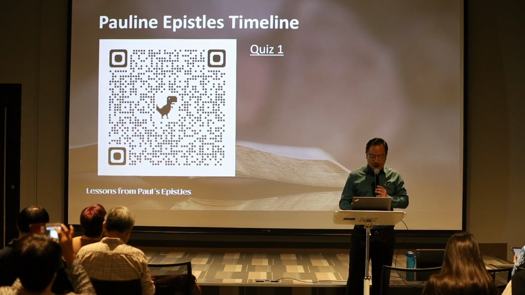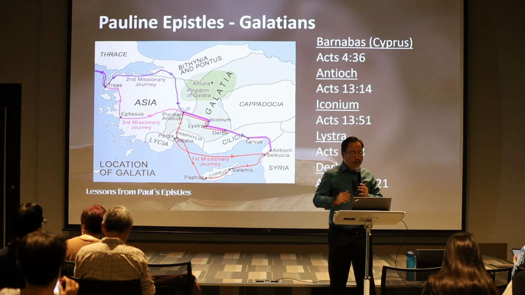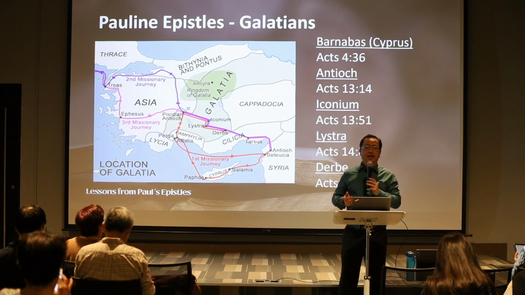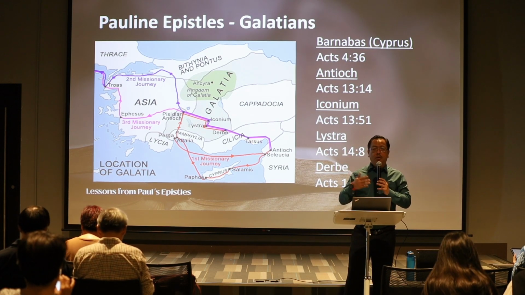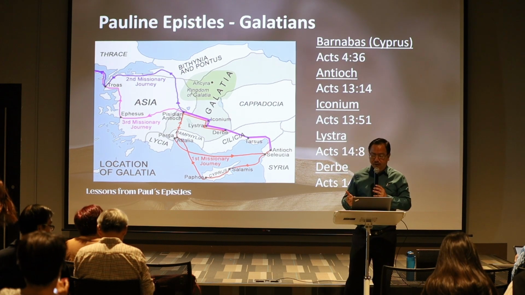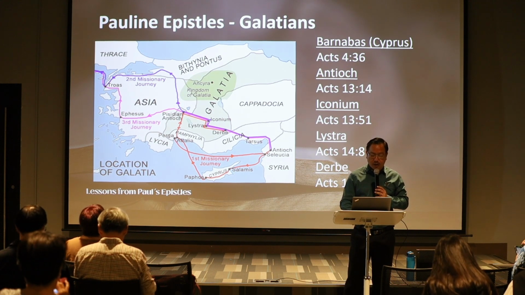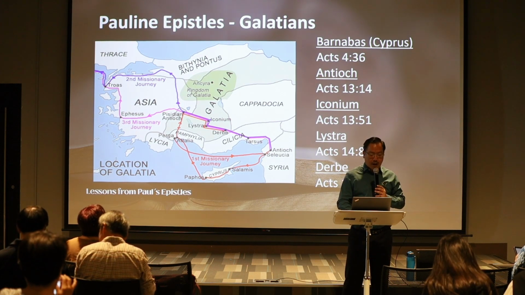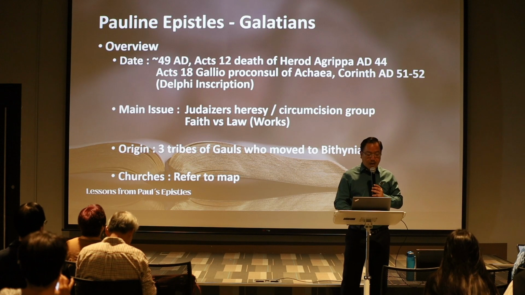All right. This is the map that we've been talking about. First missionary journey, before the book of Galatians was written, Paul went to Galatia. He went to Cyprus first and then Galatia. The different places that he went to: Antioch, Iconium, Lystra, Derbe, and of course they went to Cyprus because Barnabas is from Cyprus.